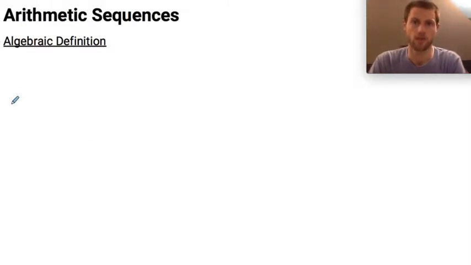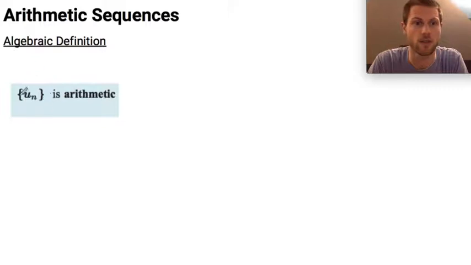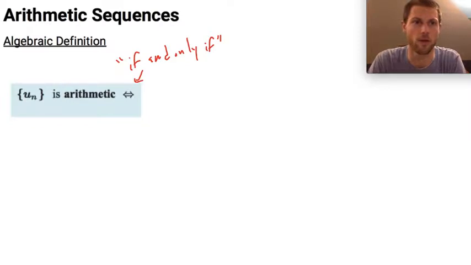So let's talk about what this looks like in an algebraic sense. So we'd say that the set u sub n is arithmetic. This symbol here means if and only if, and I'll talk about what that means in a second. Maybe I'll jot that down, if and only if. And I think that this is going to disappear on my next slide.